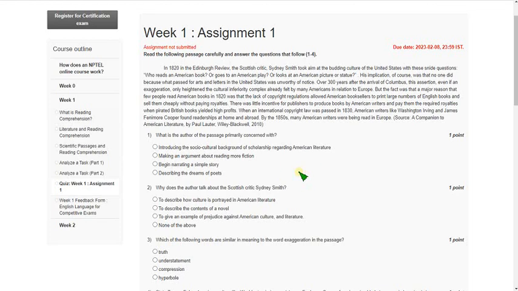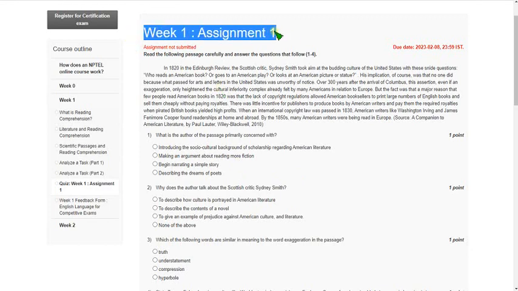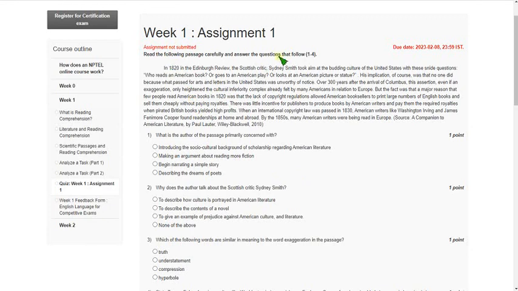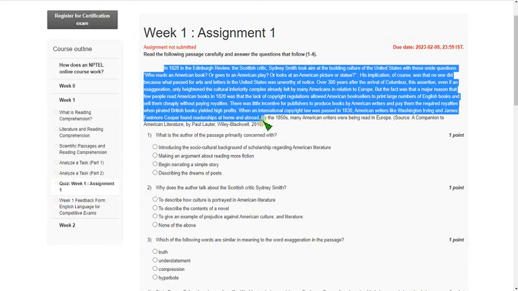From today onwards, I'm going to start a new course called English for Competitive Exams. So this is the week one assignment of the course. So let's see the solutions for each and every question. So they gave a paragraph for the first to fourth questions. For the first four questions, this is the passage.